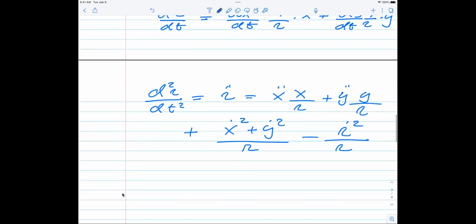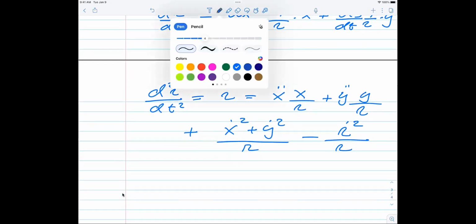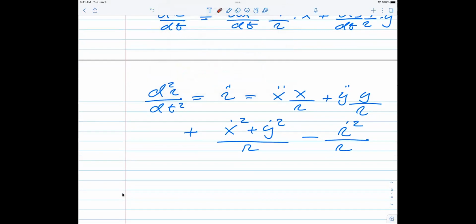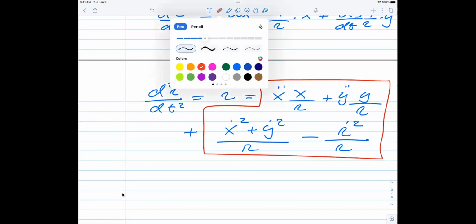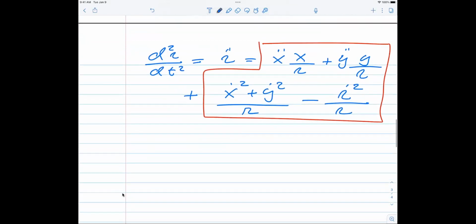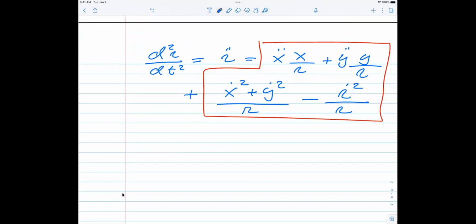So this is one equation which we need. Let's frame that, but we are not done yet, because we can actually simplify this equation further. We can simplify it by looking at the expression for the velocity. The velocity is going to be given by x dot squared plus y dot squared.